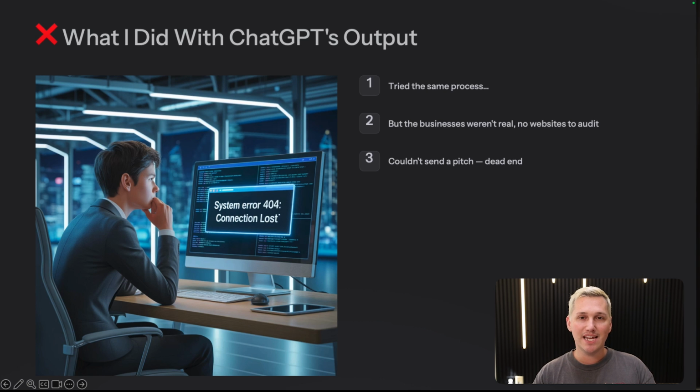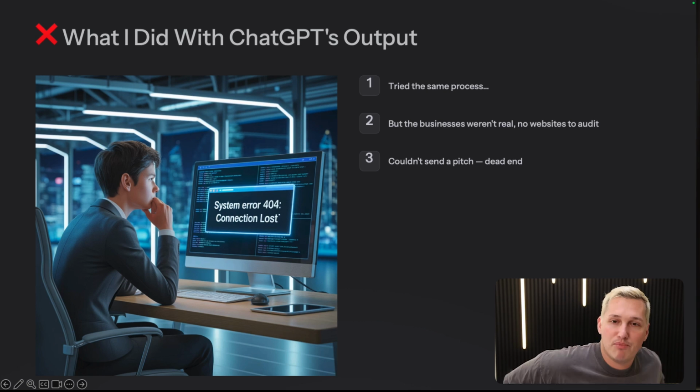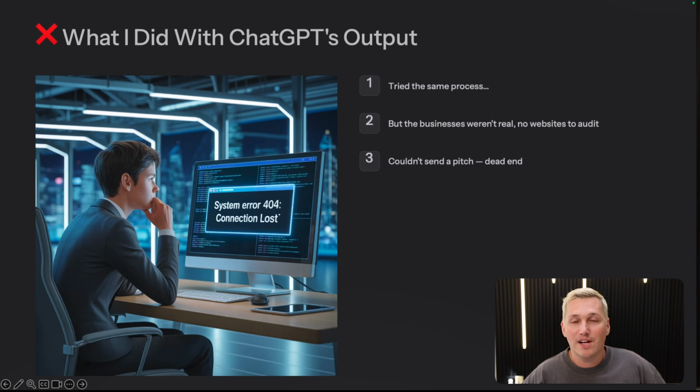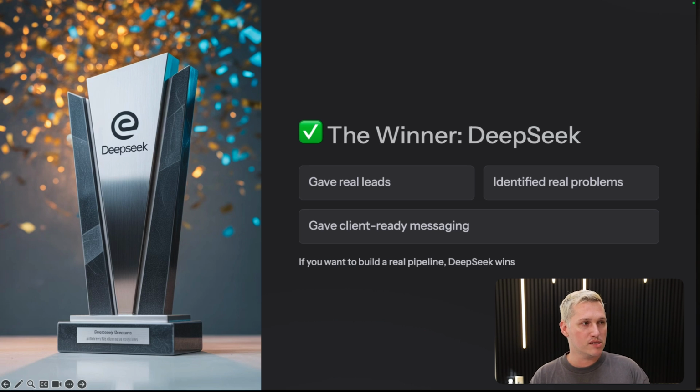Now, ChatGPT, on the other hand, I tried the same process, but the businesses weren't real. There was no website to audit, and basically my hunt ended there. Like I said, I could have gotten into the weeds a little more and tried to do some Google searching, but if I were to just go based off of the AI itself, I really couldn't send a pitch, so it was a dead end for me there. So the winner here is DeepSeek. It gave real leads, it identified real problems, and it gave client-ready messaging.